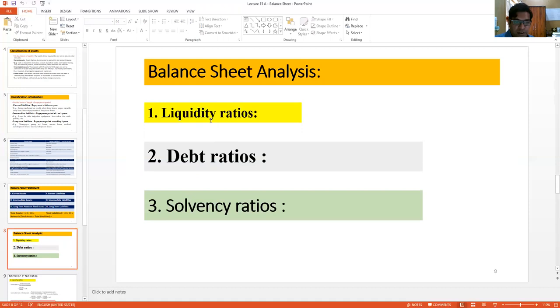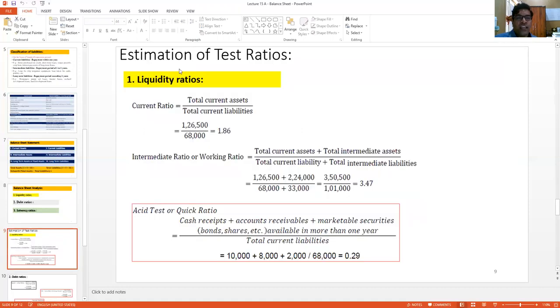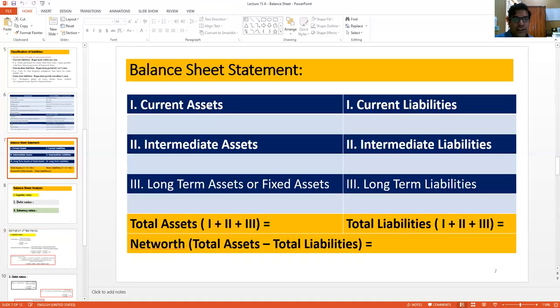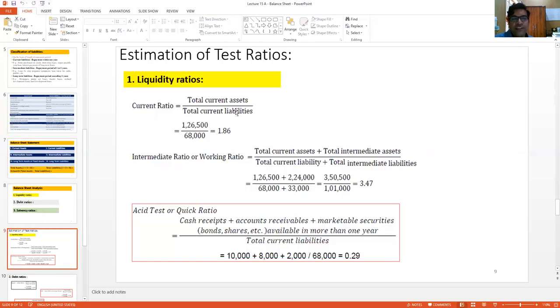So what comes under the liquidity ratio that we have to see. In the liquidity ratio, we have the current ratio, the intermediate ratio or working ratio, and then the acid test ratio or quick ratio. So basically, we have three major ratios to analyze the balance sheet, and these are sub-components of it. The current ratio is nothing but the total value of current assets divided by the total value of current liabilities. We know the total current assets, we have done it. You make a total of it. So the total value of all the current assets upon the total value of all the current liabilities will give you the current ratio. Naturally, we know the ratio should be more than one.